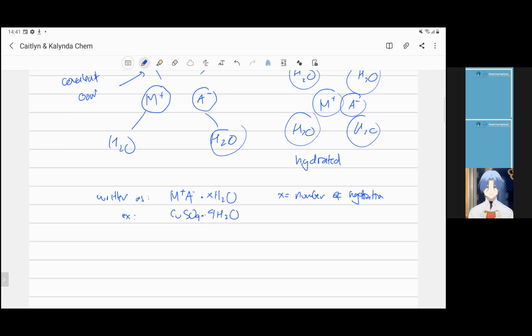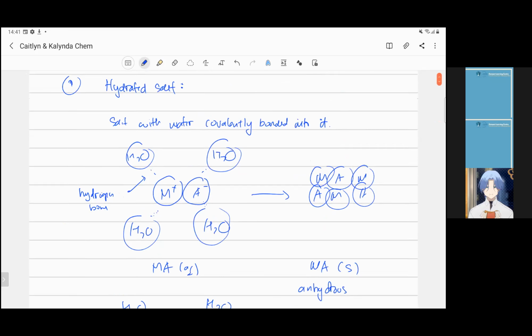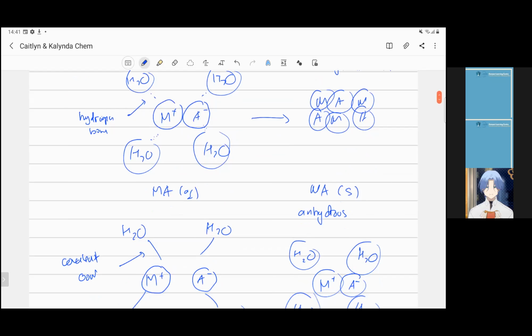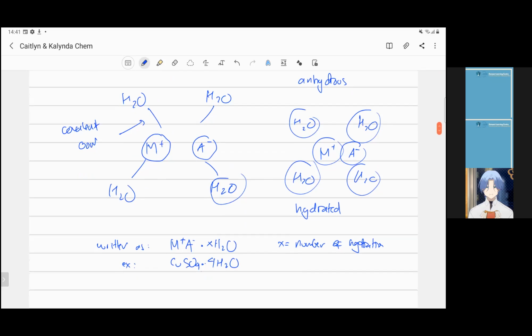Okay, now this is what is a hydrated salt. Back in the definition, salt with water covalently bonded into it. Sometimes we call them crystalline water. So the water is in the crystal of it, not as a coating outside of it. Now, is it clear enough now? Next, let me have them here.